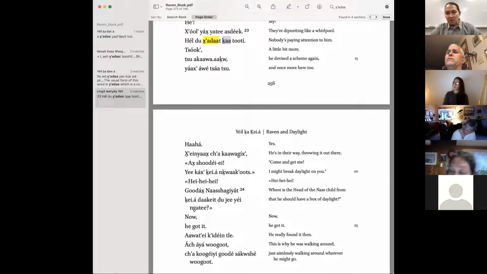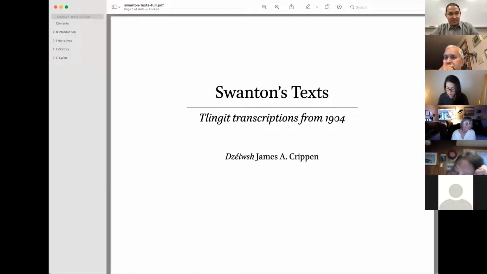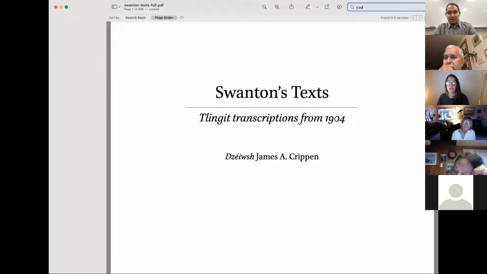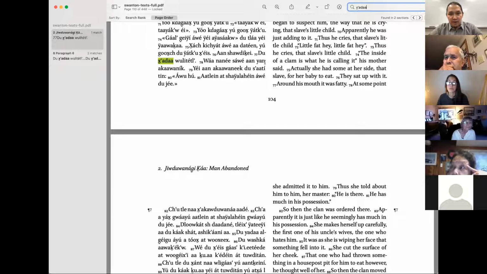Let me see what else this khada shows up in. Usually if I run into stuff like this, I've got a whole bunch of stuff on my computer, so I can just do a search. There's a little magnifying glass up there, and khada comes up. Another place where it comes up is in the Swanton texts that Zeus put together. So I can enter it in here and see what comes up. Here we have dukhada wushetet. Let's see, this is line 77. Around his mouth was fatty.